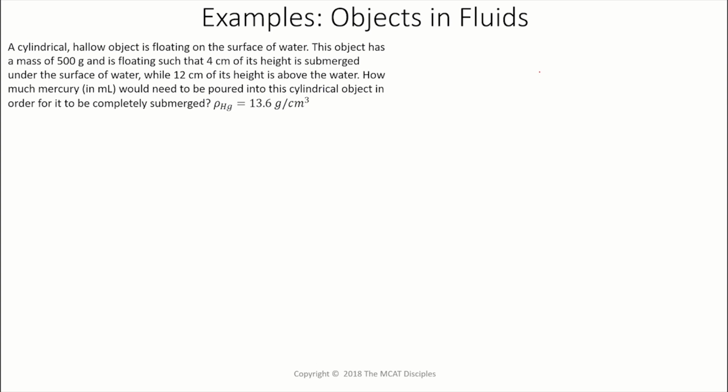How much mercury in milliliters would need to be poured into this cylindrical object in order for it to be completely submerged, where the density of mercury is 13.6 grams per centimeter cubed? Okay, so essentially we're being asked how much mass we have to add into this object at a given volume for it to go underwater.